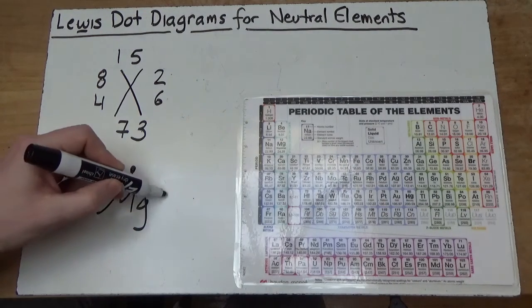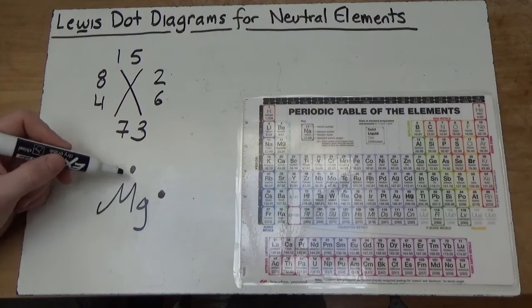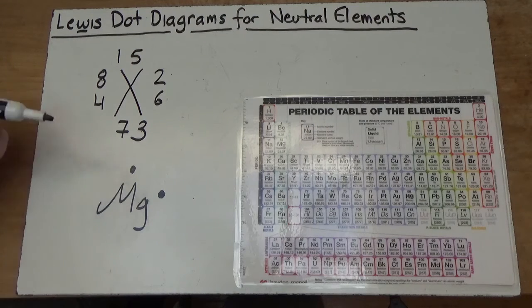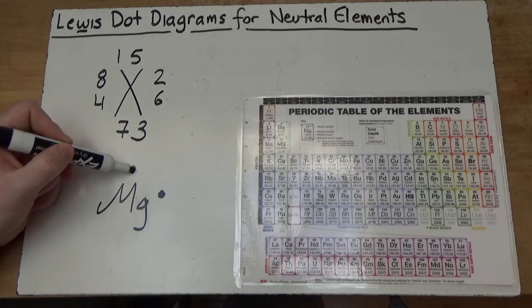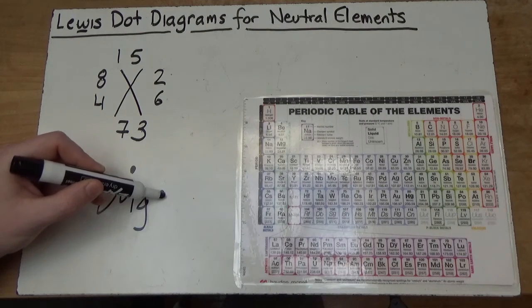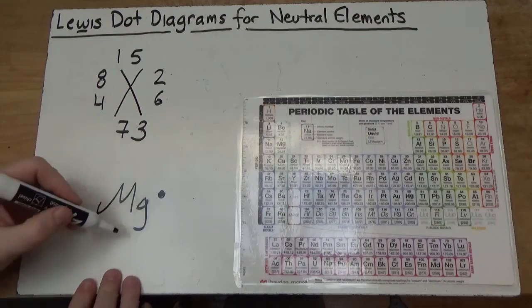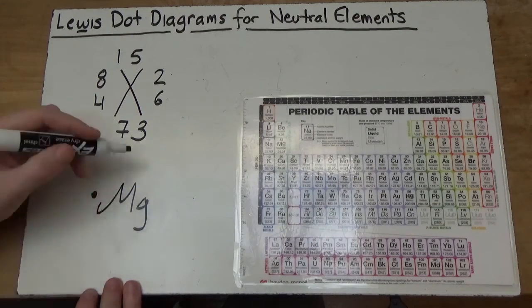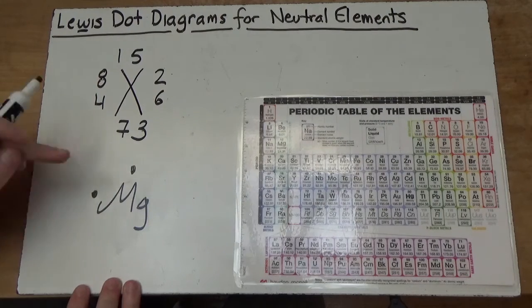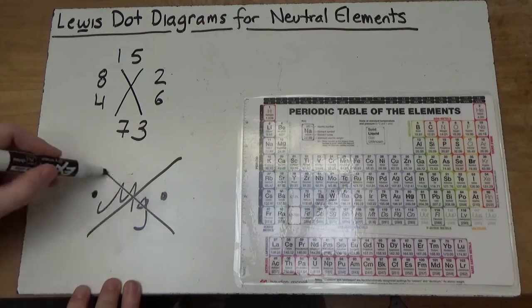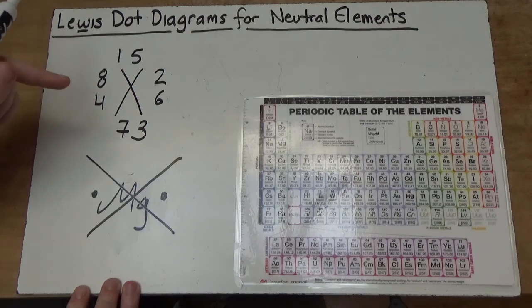Correct. Magnesium looks like this. And it is important that it looks like this. It doesn't have to look exactly like this. So what does like this mean? What like this means is that we have 1 electron that's by itself, and on the next side I have another electron that's by itself. That could look like this. That could look like this. That could look like this. It could not look like this. We have to stick to this pattern.